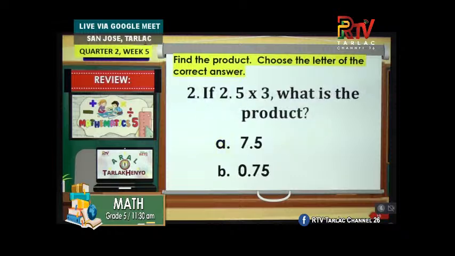Number 2, if 2 and 5 tenths times 3, what is the product? A, 7 and 5 tenths. B, 75 hundredths. You have 5 seconds to answer.